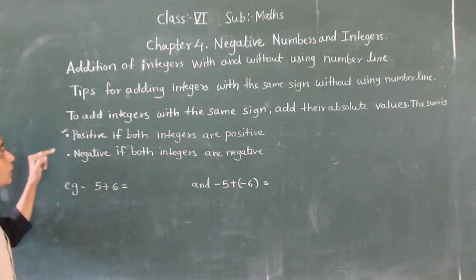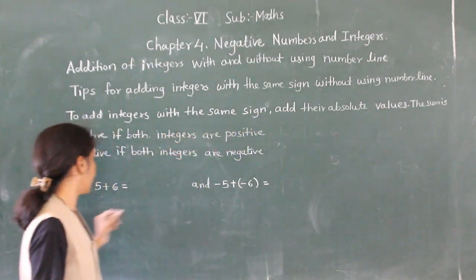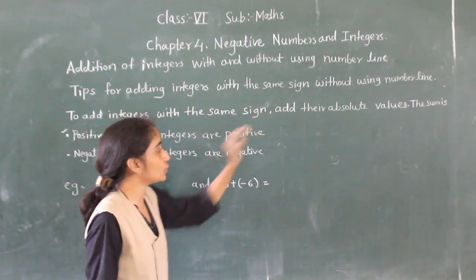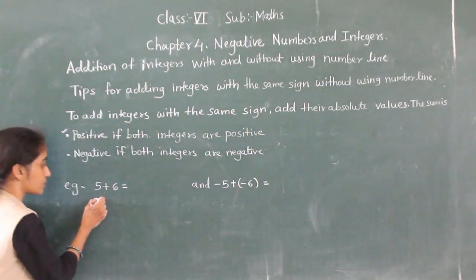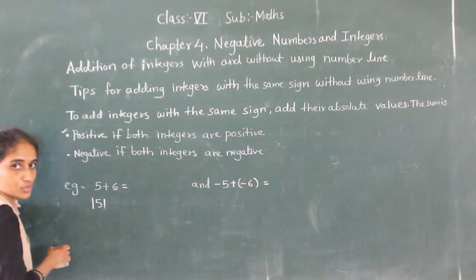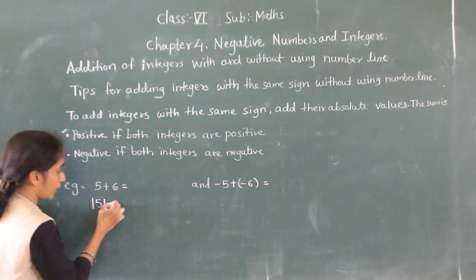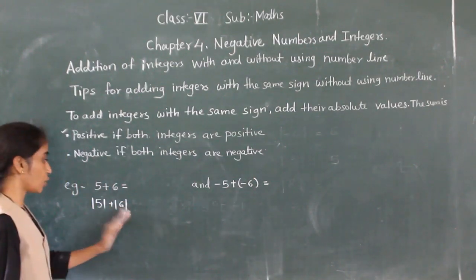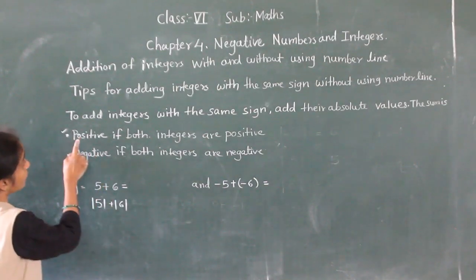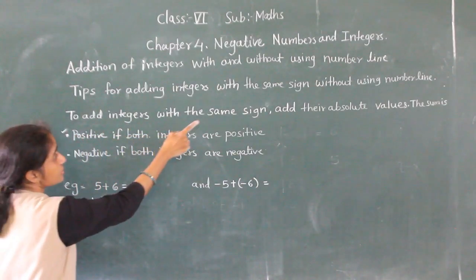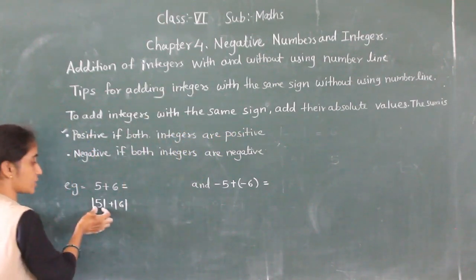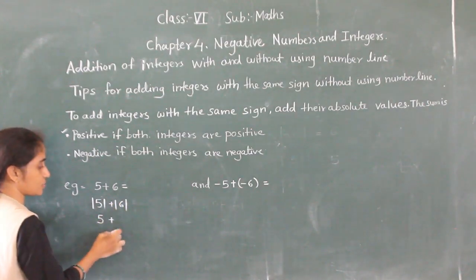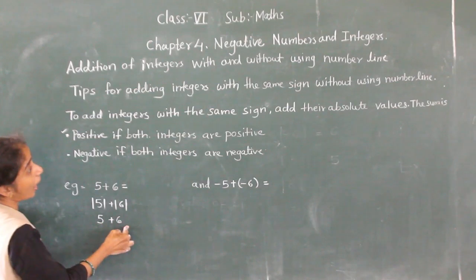The sum is positive if both integers are positive. First one I will show you. To add integers with the same sign, see now, both of them have the same sign. Add their absolute values. What is the absolute value of 5? See, this is the symbol of absolute value. And plus the absolute value of 6. What is the absolute value of 5? 5. What is the absolute value of 6? 6. So add it.